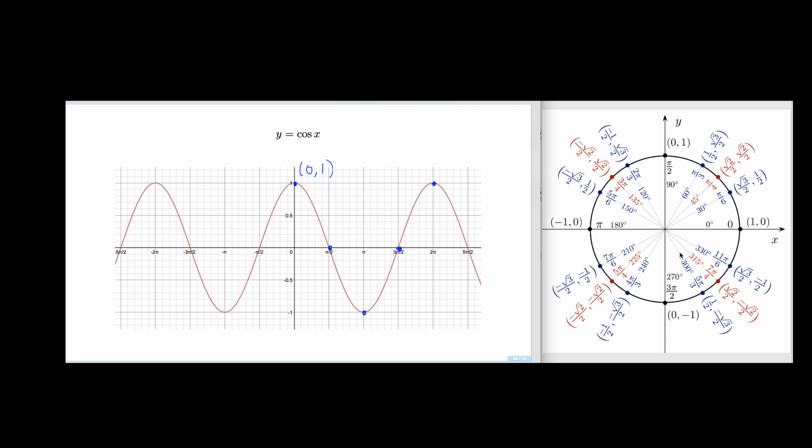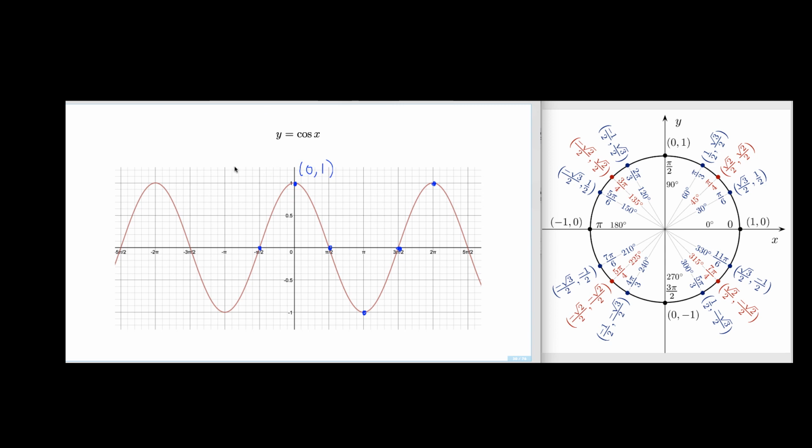So if we do negative pi over 2, remember what that means is go negative 90 degrees, so 90 degrees in the other direction, which just puts us down at 3 pi over 2. The x-coordinate here is 0. So at minus pi over 2, again, we're at 0. So here's our graph of y equals cosine of x. Again, you should know the graph of this function. You can obtain it from your unit circle, but it's a graph that you should know.